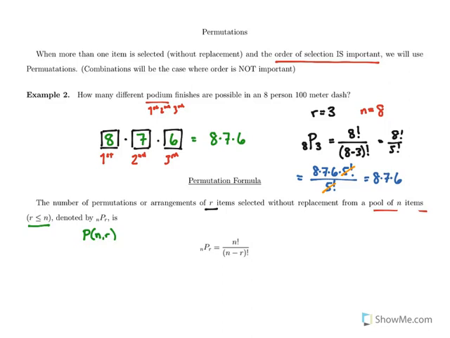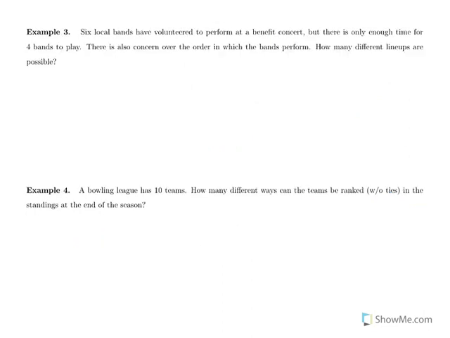So let's see it in use a couple more times. Next example: 6 local bands have volunteered to perform at a benefit concert, but there is only enough time for 4 bands to play. There is also concern over the order in which the bands perform, for whatever reason you may want to imagine. How many different lineups of the bands are possible?